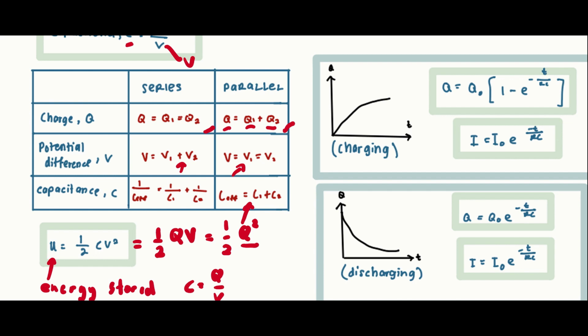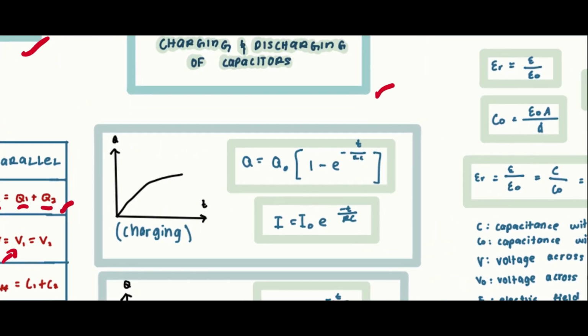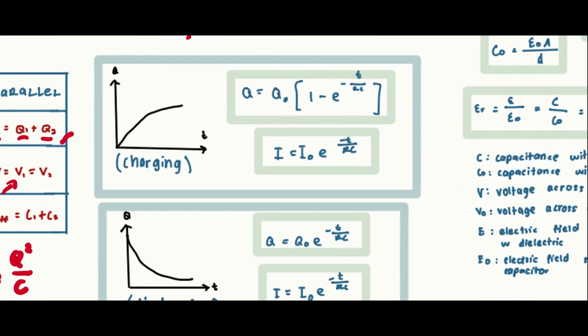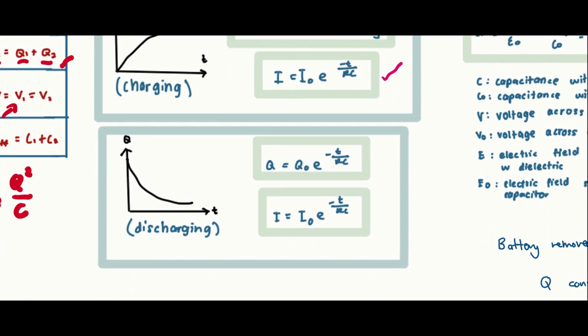For charging and discharging, this is the graph of charging, Q against time. For charging, of course, the charge is going up, starting from 0 to the maximum. This is the equation of charge for charging, and this one is the equation for current for charging. The current is decreasing.